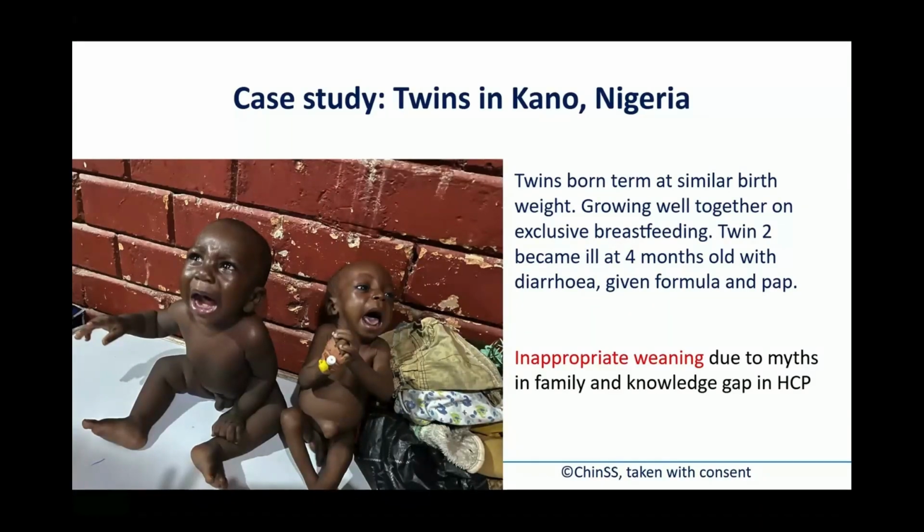This is only 2 months of not breastfeeding. You can see the sizable difference between twin 1 and twin 2. So we should reflect that inappropriate weaning, due to myths in the family and knowledge gaps in the healthcare providers, leads to a lot of problems. If we can increase awareness of breastfeeding and support this mother with breastfeeding when the child is ill, this child might not end up severely wasted as in this situation.